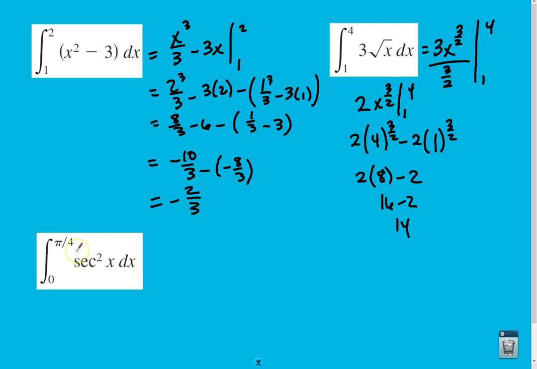I'll go ahead and do this last one because it is a trig one, and sometimes we get a little bit trigged up on our trig problems. I crack myself up sometimes. Oh my gosh, I'm so funny.